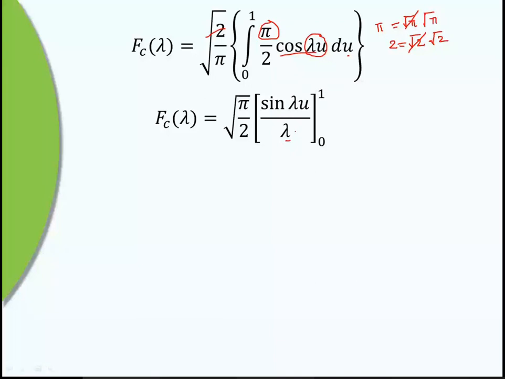Substituting the upper limit, we get sine lambda into 1 by lambda. We are substituting the limits for the u term, so if we substitute u equal to 1, it becomes sine lambda by lambda. And at 0, we get sine 0, and sine 0 is 0. So at the lower limit, this function will be 0. Okay? So only one term we get. This is nothing but the Fourier cosine transform.